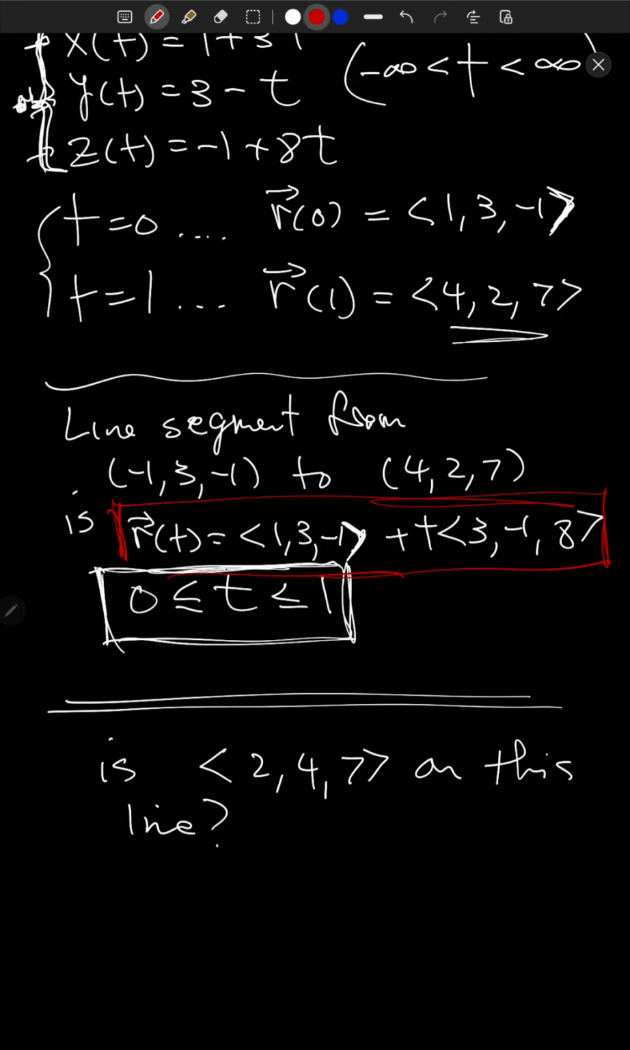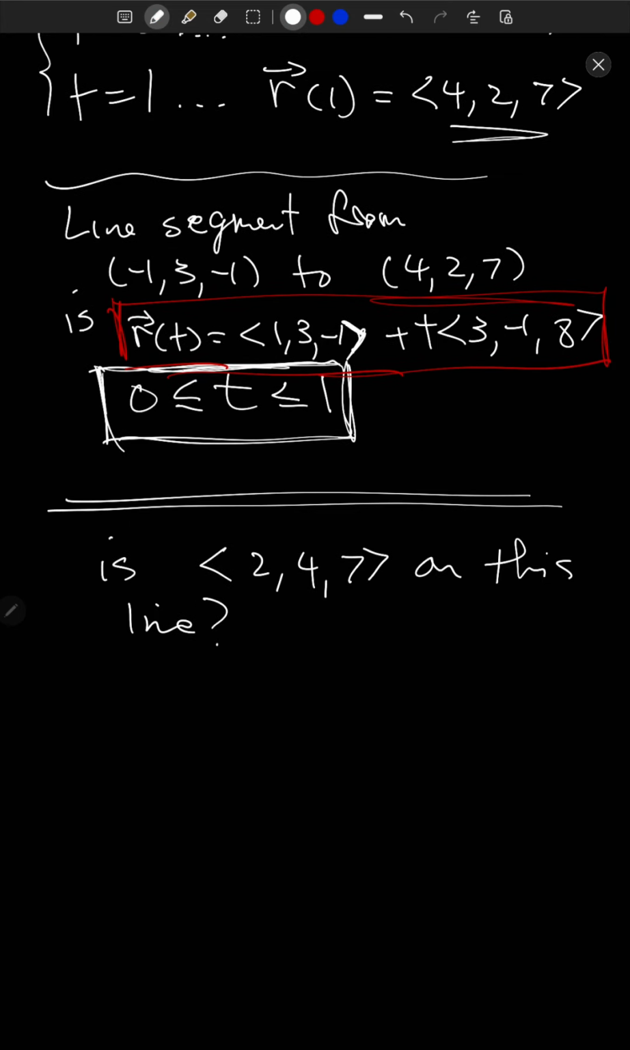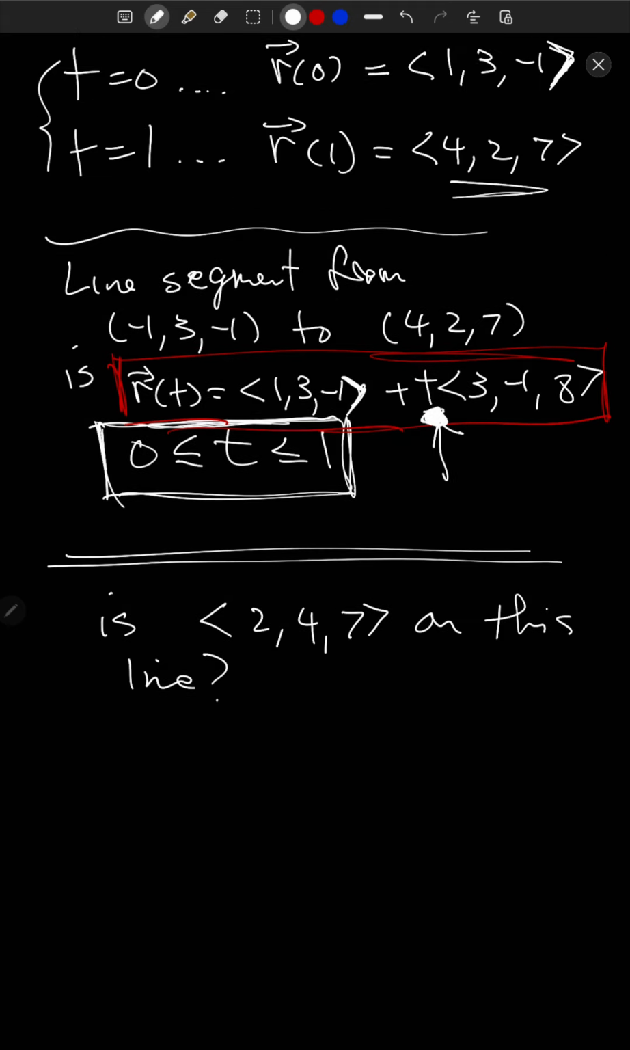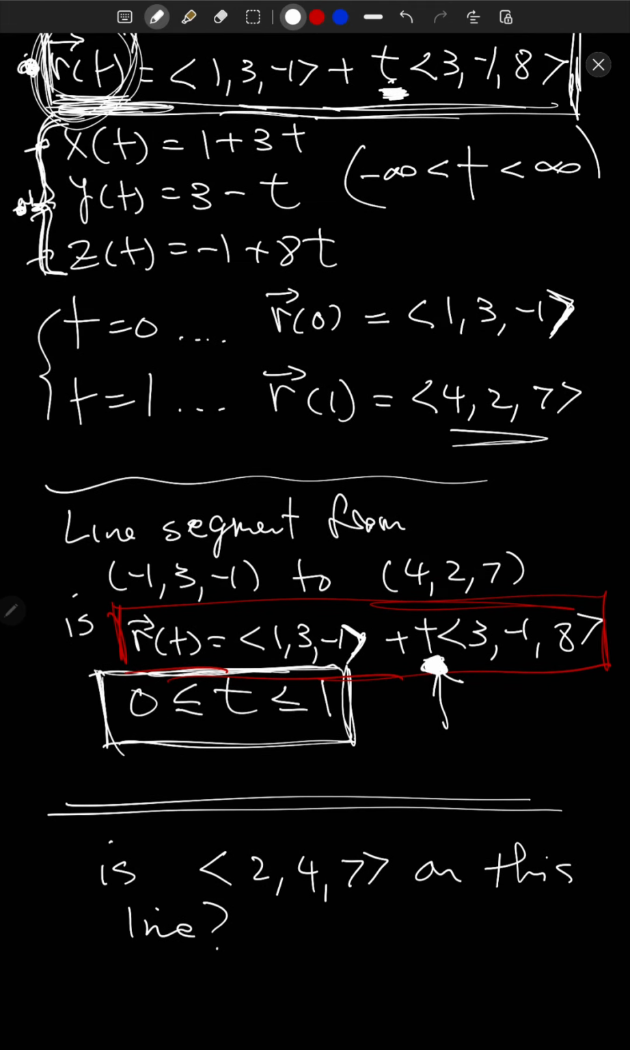Is (2, 4, 7) on this line? How would you figure it out? Well, that would be an algebra problem. In other words, is there a T? Can I find a T so that when I plug that T into this slot right there, I get 2 comma 4 comma 7? Or if you use the parametric situation, same idea.